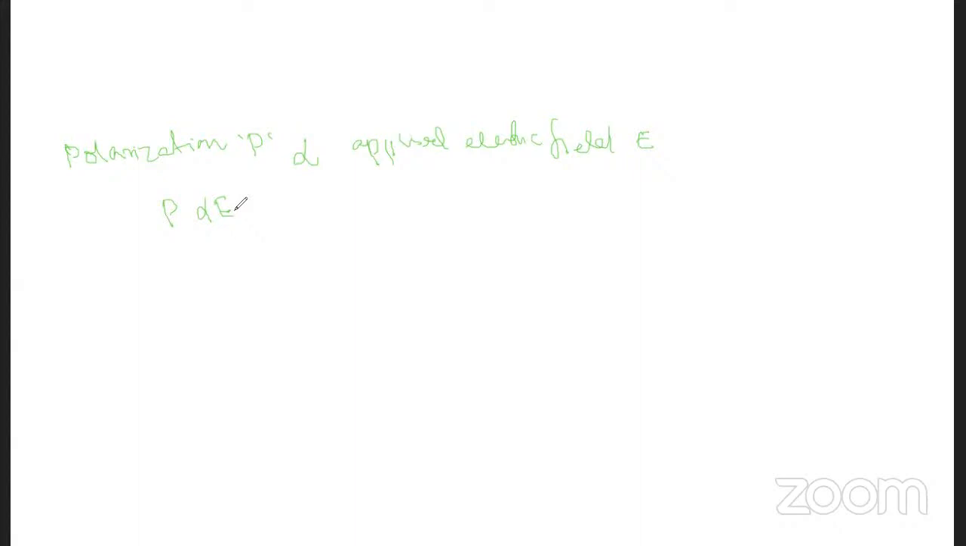If we remove the proportionality, we can write P equals alpha E. This alpha we call the polarizability of the molecule.